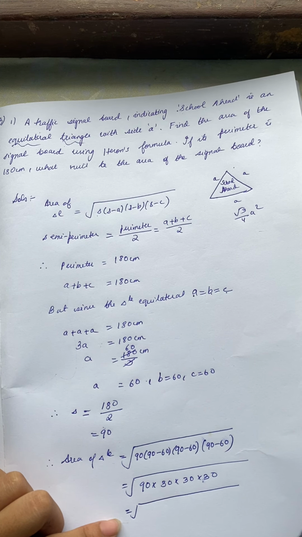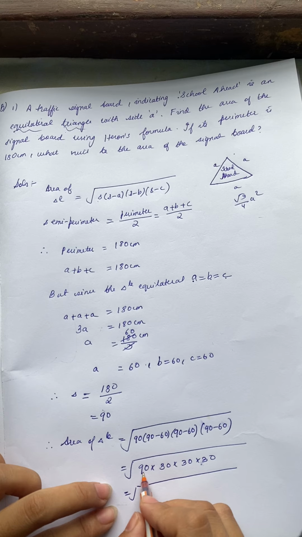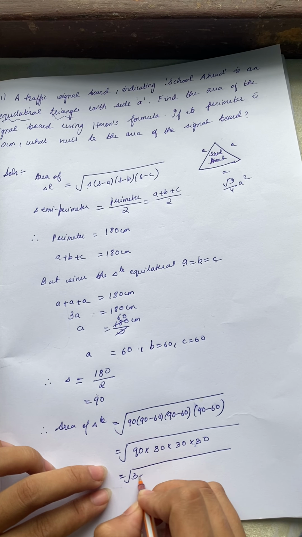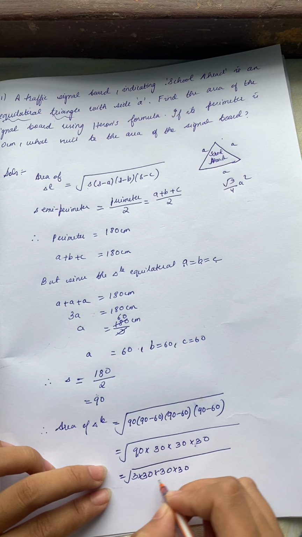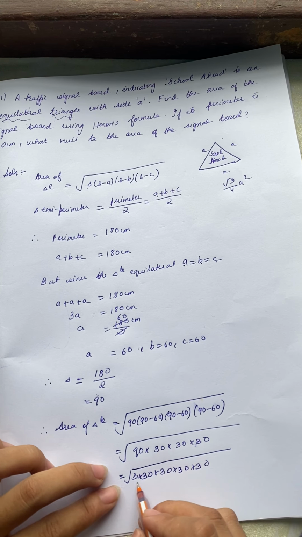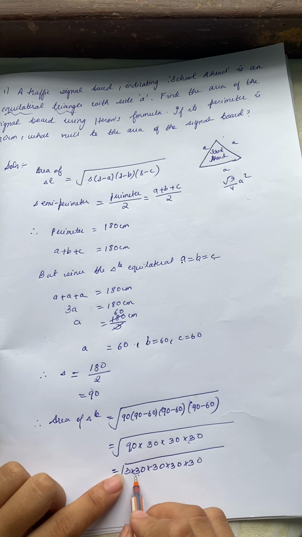Okay, so here I should have, never mind. So you have 90. Can I write 90 as 3 into 30? You'll understand why I'm writing that, because I want to bring this in terms of pairs. 3 into 30 will give you 90.